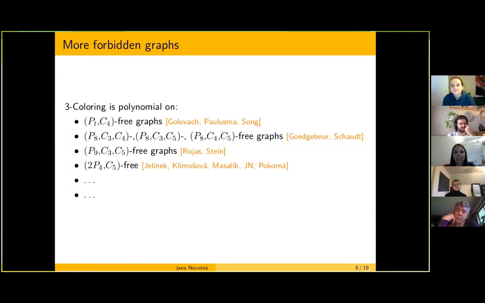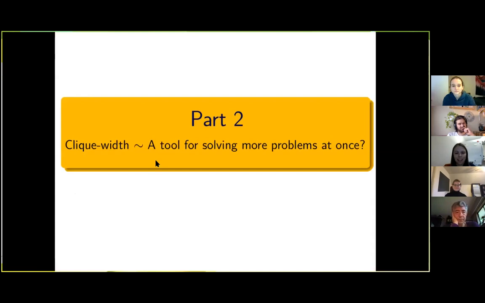I didn't mention all of them, but for example, if you take any Pt-free graphs which are additionally C4-free, we know that coloring is polynomial time solvable. Or our recent results state that coloring of 2P4 and C5-free graphs is polynomial. If there are some questions on this part, you can ask here or later after the talk.